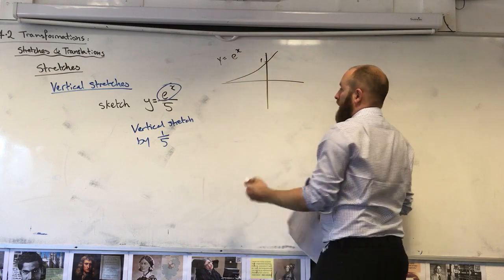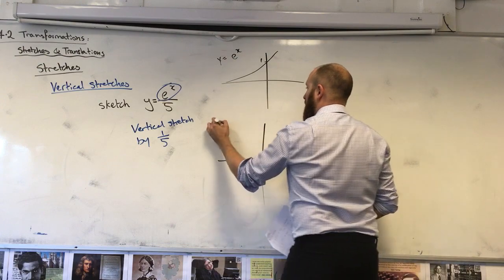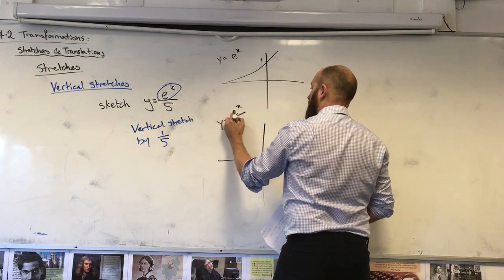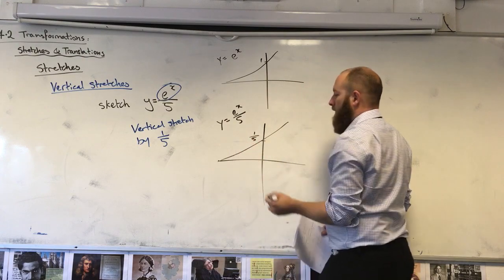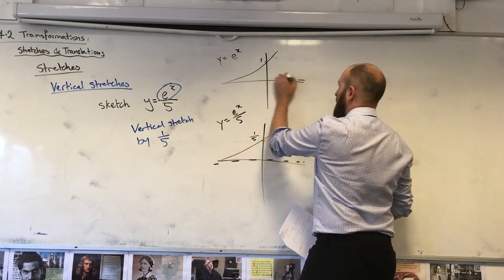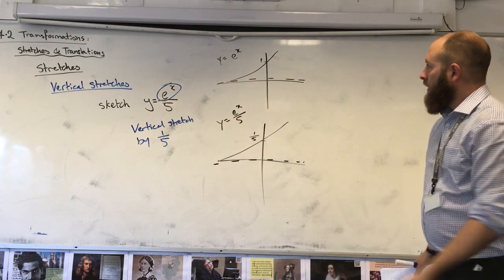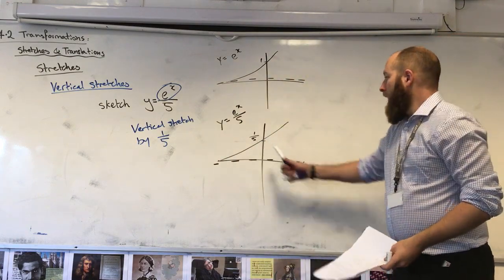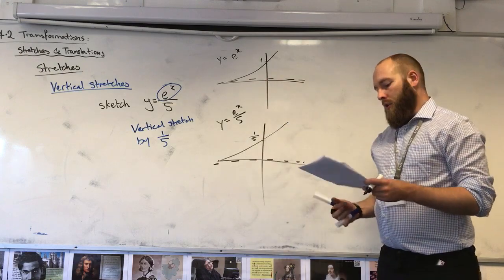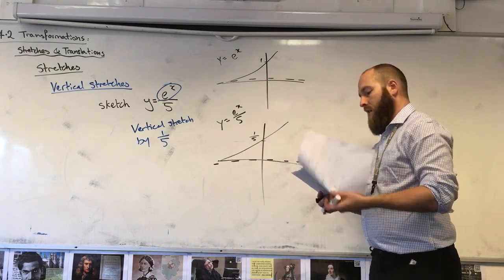Going through 1. So our squashed version, same kind of shape, but that's now going to be a fifth instead of an asymptote there. So you've squashed the original shape. Notice my sketch is the same. It's really hard to draw these. That's why we have to label points so that you can see something's actually happened.